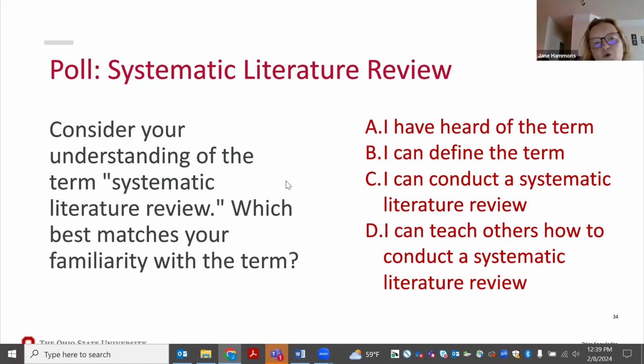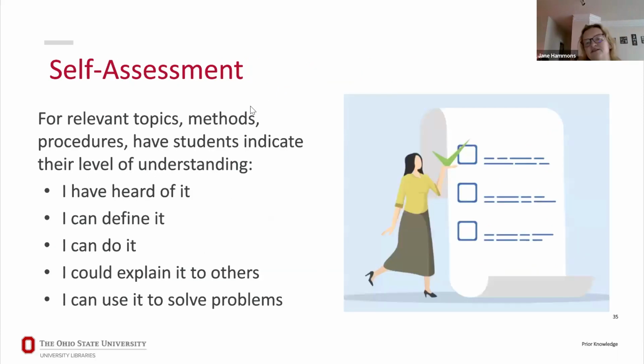Yeah, so this is just a quick little poll, right? And I'm not expecting that everyone actually knows how to do a systematic literature review. That's totally okay if you don't. That's not the point. The point is to get to the idea of self-assessment as one quick strategy that we can do to get an idea of what our students already know.